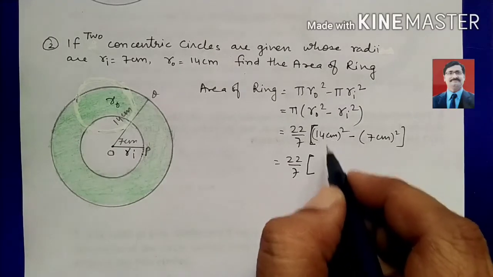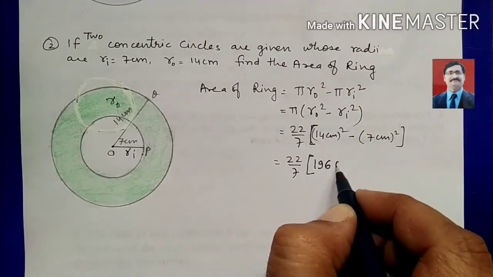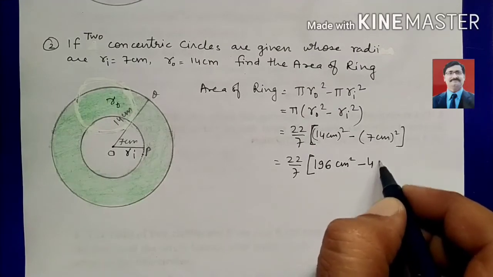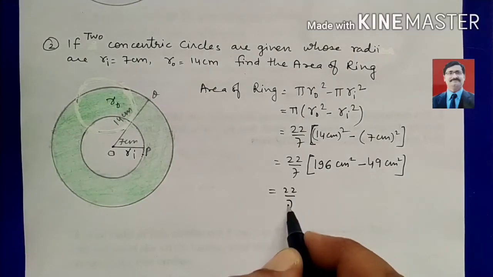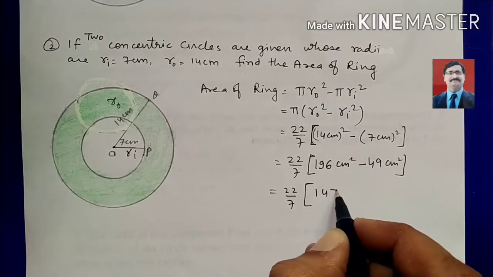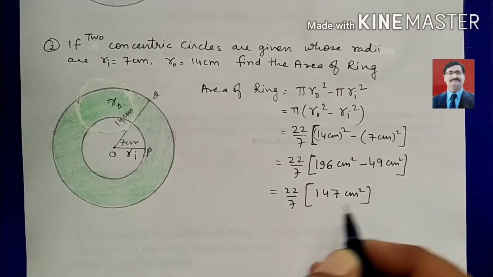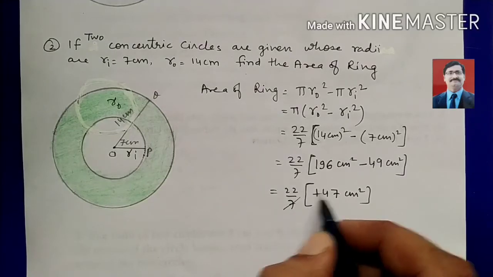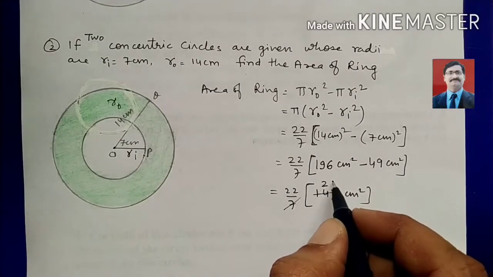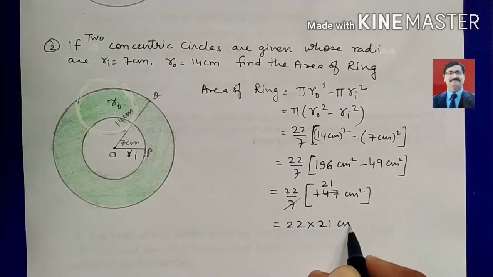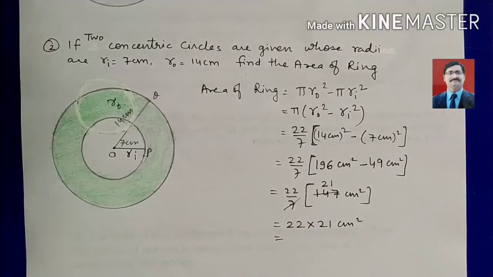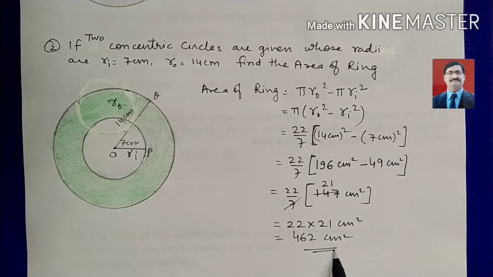22/7, 14 square is 196 centimeter square, 7 square is 49 centimeter square. We subtract these and we get 147 centimeter square. And 147 we can cancel by 7, 7 into 21, and we multiply 22 into 21 centimeter square. We get 462 centimeter square.